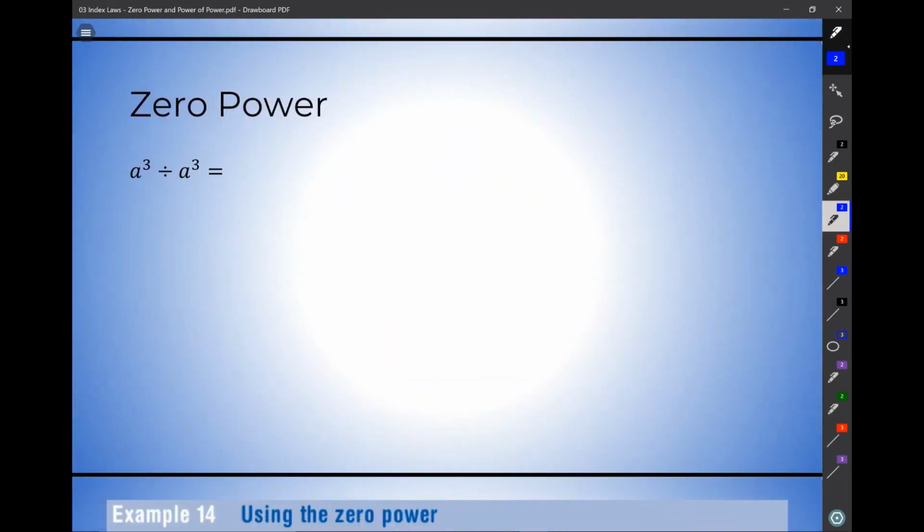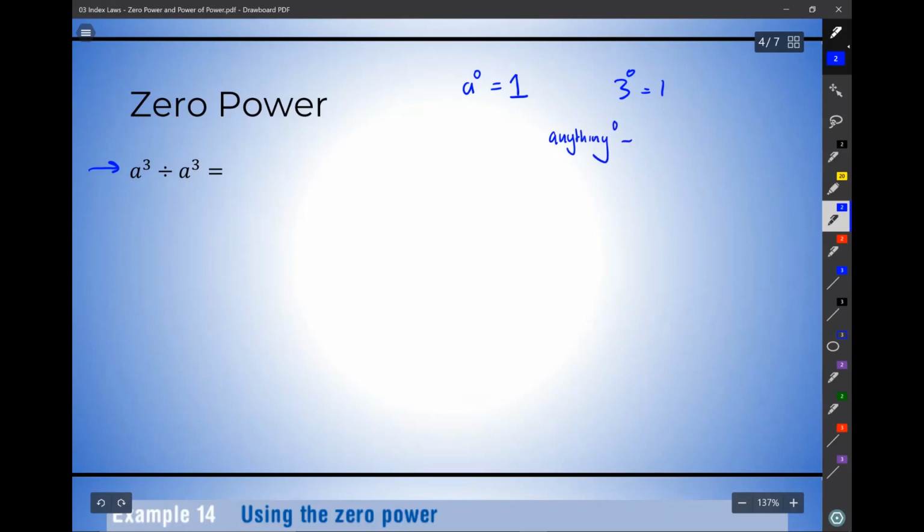Alright, we're talking about the zero power right now, so I'm going to tell you what a zero power means, and then I'm going to show you here why it means that. If we take a to the power of 0, the answer is 1. If we take 3 to the power of 0, the answer is 1. Anything to the power of 0 just equals 1.